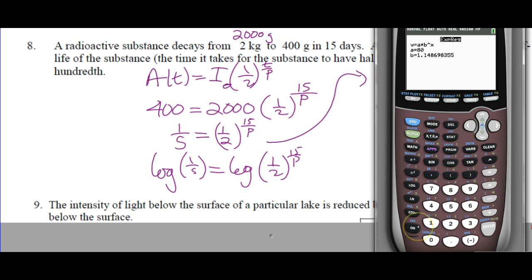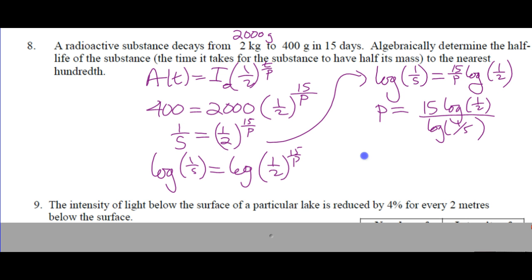So what did I say? 15 log 1/2 divided by log 1/5. It should come out to 5 point something, I think. All right, 6.46. So 6.46 days is the half-life.